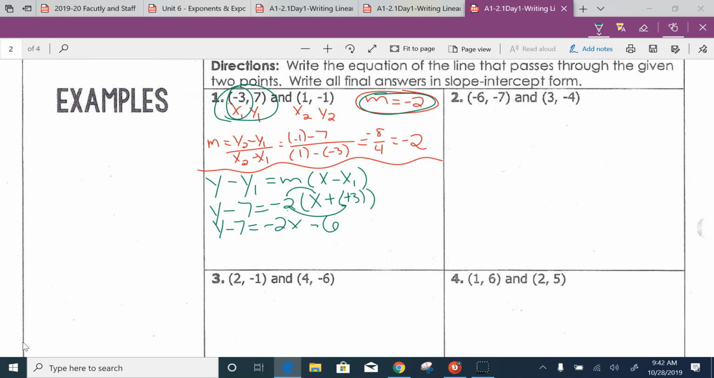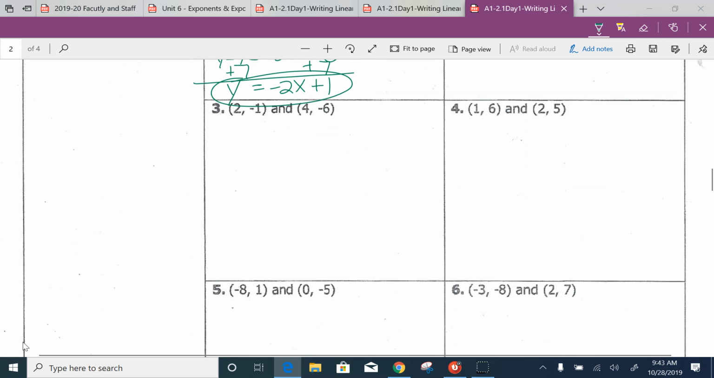I will now isolate my y by adding 7 to both sides of my equation. And I end up with y equals negative 2x. Negative 6 plus 7 is positive 1. So there's my equation there.